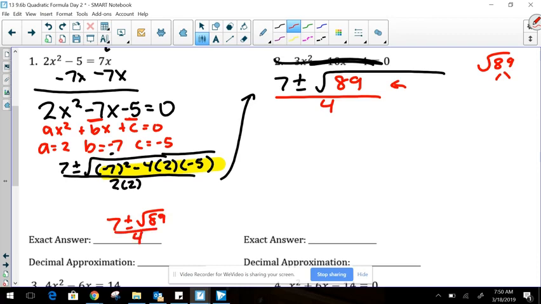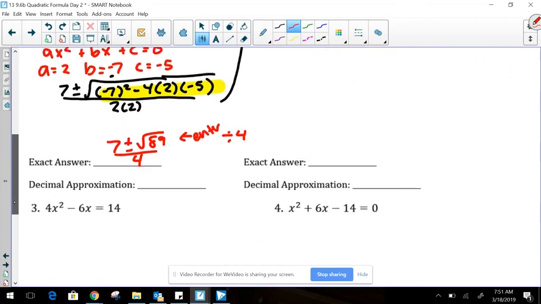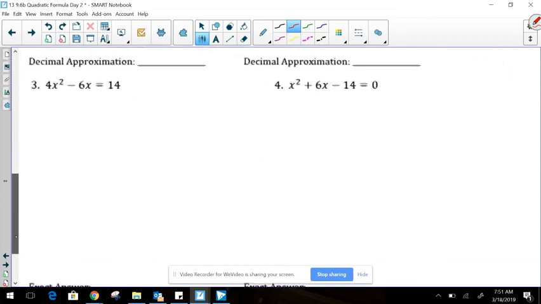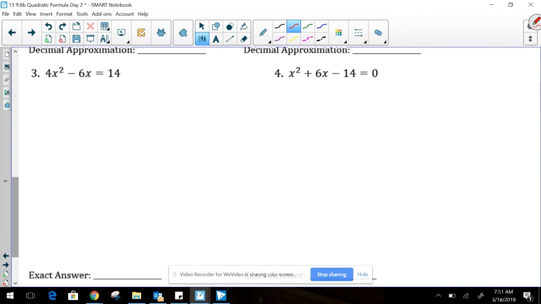Now, to get your decimal, you have to type that in your calculator. I recommend doing this part first. I would do 7 plus or minus square root of 89, then press enter. Then divide by 4 and press enter. That's how I recommend typing it in. It's easier. You don't lose track of things. Okay, so that one didn't break down, so that was pretty easy. Now, let's try a next one where I am breaking it down and it might simplify even more.